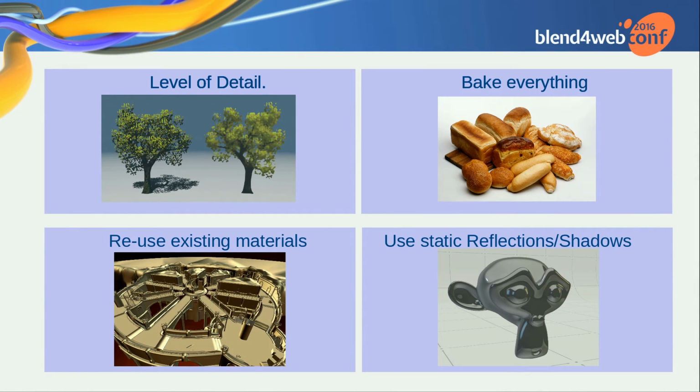Use static reflections and shadows. Instead of using cube reflections, if it is possible, you can use mirror maps. Sometimes it doesn't make a really big difference, so maybe the user would not notice if you use static reflections. But this will save a big amount of CPU and GPU, both of them. It gives us a lot of performance.